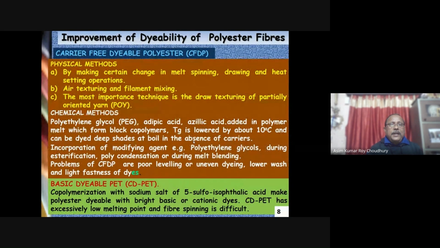Improvement of dyeability. There are two ways we can dye polyester. We use a phenolic type compound called carrier. These are hazardous, so carrier-free polyester has been developed by physical or chemical methods. In the physical method, by making certain changes in melt spinning, drawing, and heat setting operations, or air texturizing and filament mixing. And most important is draw texturizing of partially oriented yarn.